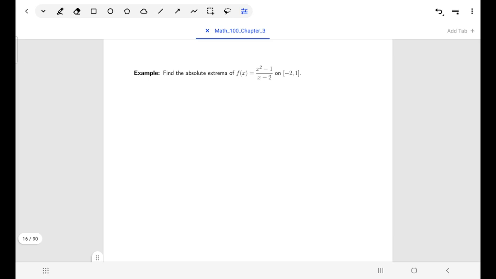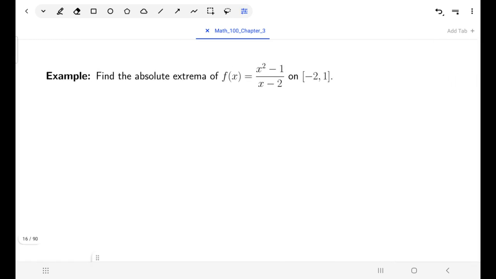All right, one last example. We've got this rational function, and I want to find the absolute extrema on the interval from -2 to 1. So I know that there's only one place where f is discontinuous, and that happens to be at x equals 2, which is not included inside of our interval. So f is definitely continuous on that interval.